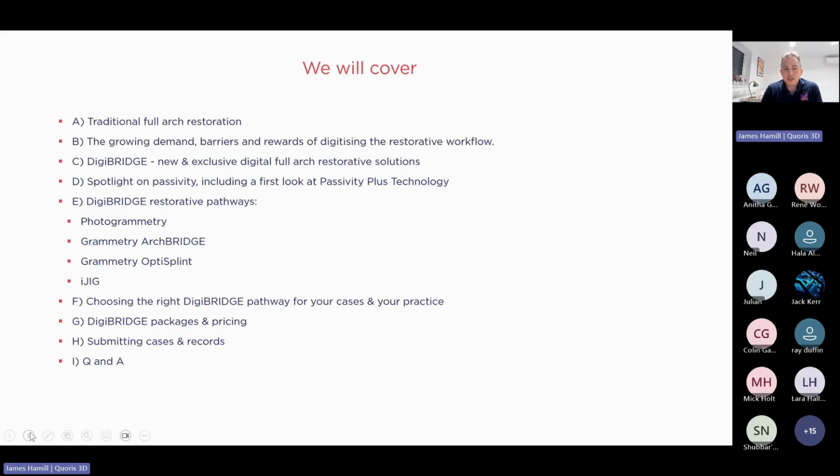So DigiBridge has 4 main restorative pathways. It is photogrammetry, grammetry arch bridge, grammetry OptiSplint, and iJig, and we will look at each of these. And we're also going to talk a little bit about how you can choose the right DigiBridge pathway for you, for the cases that you are seeing, but also your practice. And we'll look briefly at the end at how things are priced and packaged and how you submit cases.